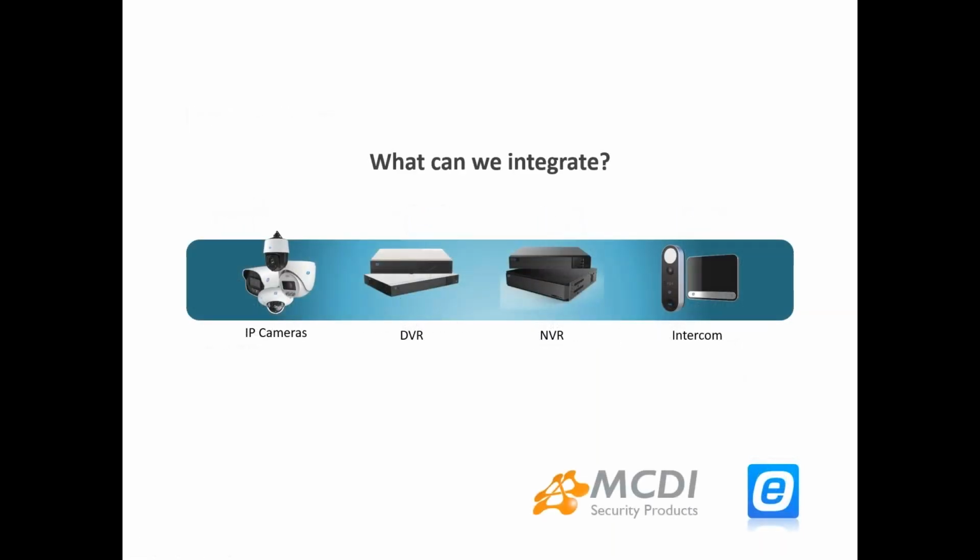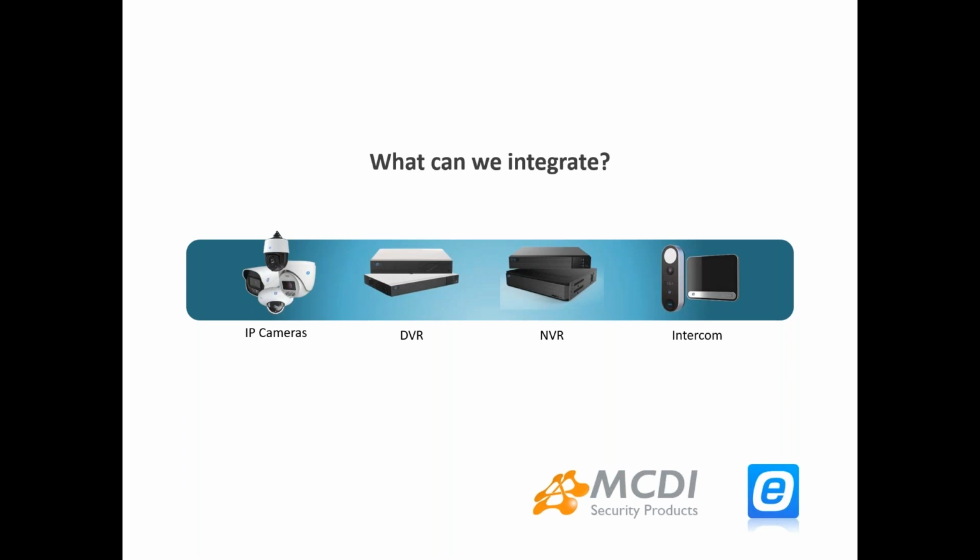So what can we integrate in the eConnect app? Well, we can integrate a variety of different devices. We can integrate IP cameras such as PTZs or standalone strobe cameras or license plate recognition cameras, or the metadata cameras that we offer as well.